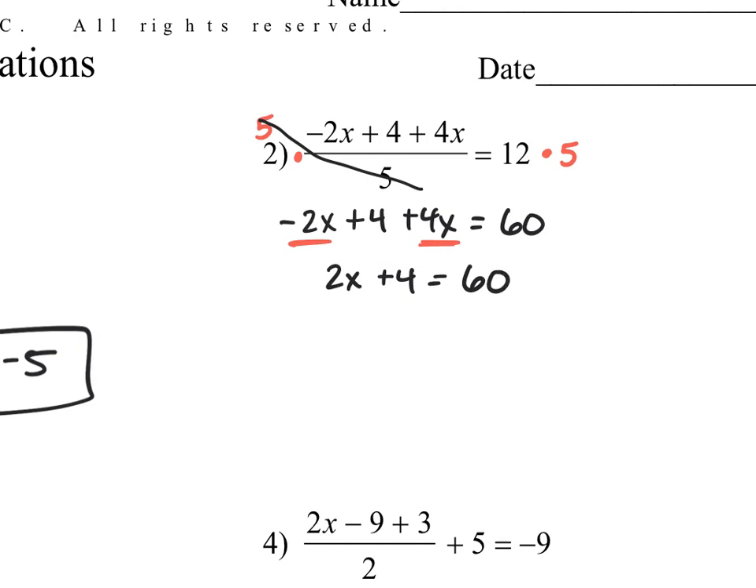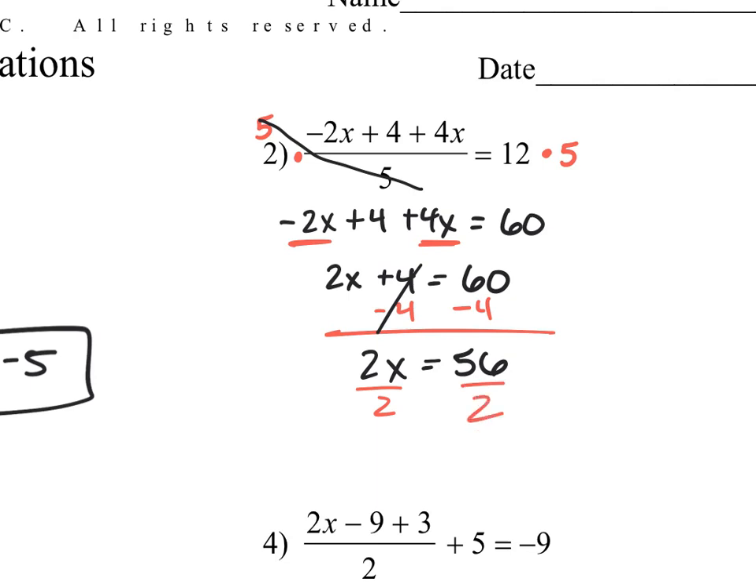And now I'm in a situation where I'm ready to solve and get x by itself. So I would subtract 4 from both sides. I get 2x is equal to 56. And then you want to divide both sides by 2. And you end up getting x is equal to 28. Are there any questions on how that happened?